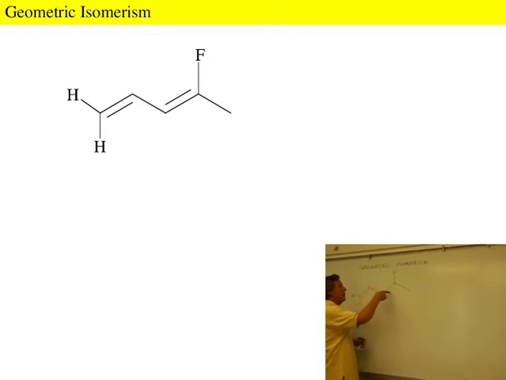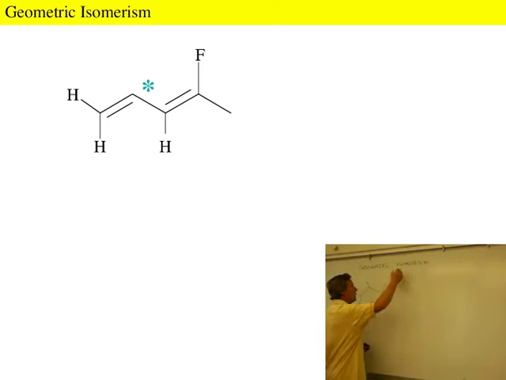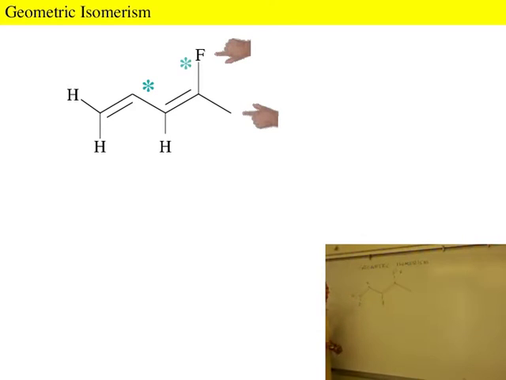This double bond, however, has carbon, hydrogen, fluorine, carbon attached. Between the carbon and hydrogen, this carbon weighs more than the hydrogen. Between the fluorine and the carbon, the fluorine atom weighs more. Since the two atoms that weigh the most are on the same side, we give it the letter Z.